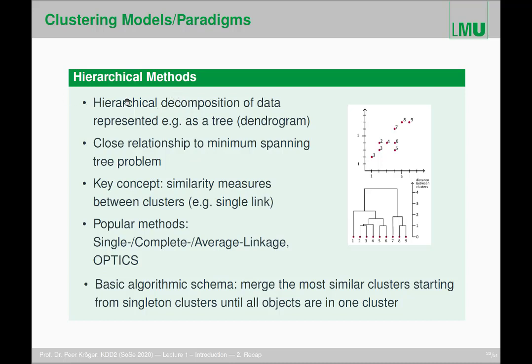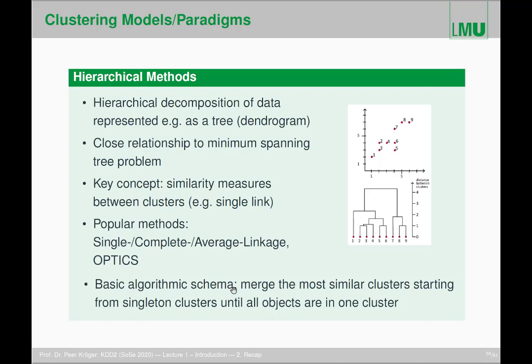Typically, the cluster hierarchy is represented by a tree-based representation. Dendrograms are the state of the art here. The whole thing is very closely related to the minimum spanning tree problem. We talked about that in KDD1. The key concept now is not only similarity or distances between points, but now you also want to compare clusters with each other. So you also need a similarity or distance measure between sets of points, because clusters are sets of points. One very popular thing is single linkage, complete linkage, and so on. So here are the popular methods, the linkage methods, and also OPTICS is quite common nowadays.